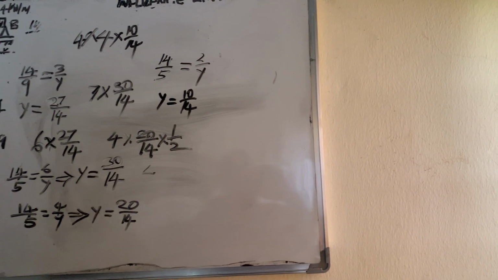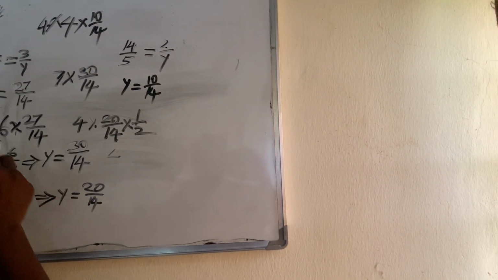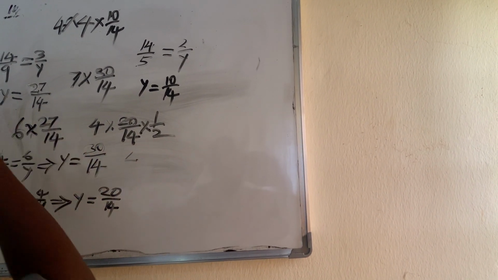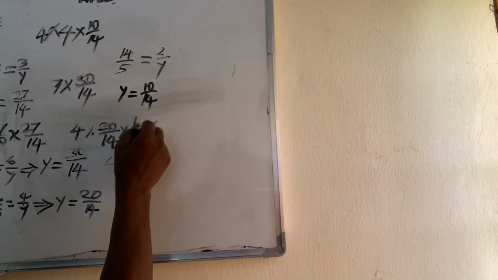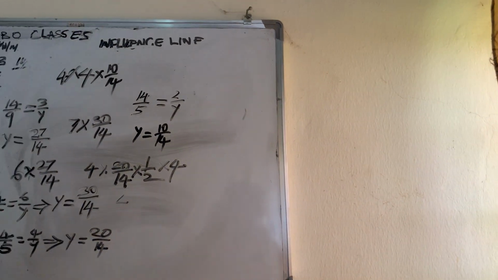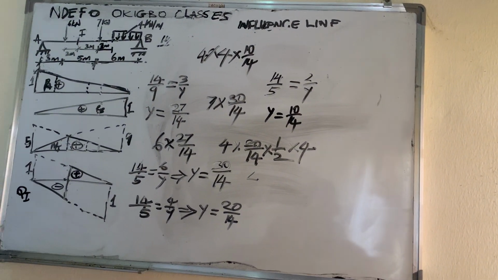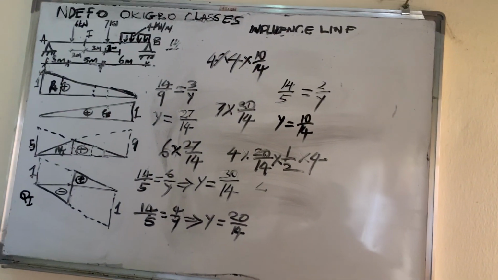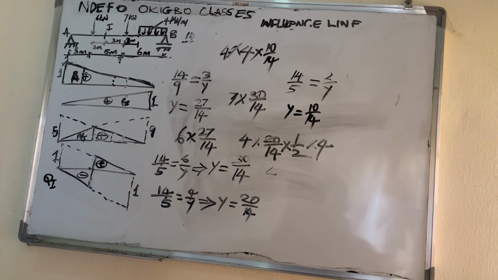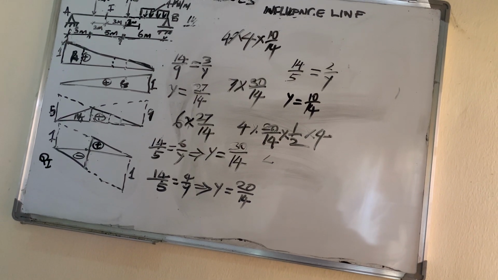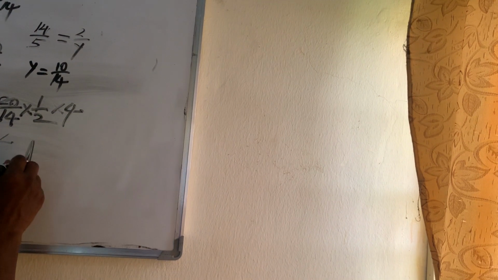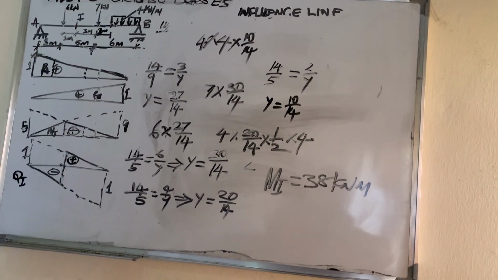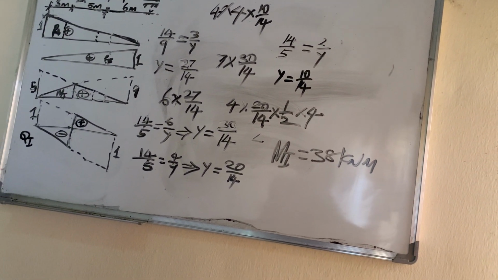times half, the area of a triangle. Then times 4, which is the load. It will give you the same thing. So you've gotten the effect of the bending moment at I by the whole load. So if I add all of them, it gives me M at I is equal to 38 kilonewton meter. Moment at I is equal to 38 kilonewton meter. That's the unit of bending moment. So the same way, shear force.